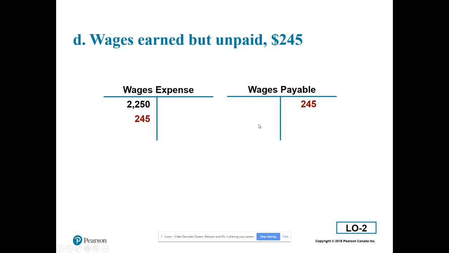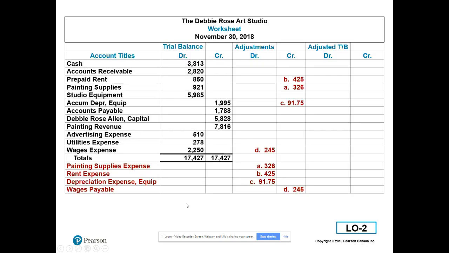Entry D says wages earned but unpaid amounted to 24.5 hours at $10 an hour. So 24.5 hours times 10 is $245. My adjustment is going to be owing $245 for that period, and $245 as the expense. I record the entry as a $245 wage expense, and I don't have wages payable, so I write it down at the bottom, $245.